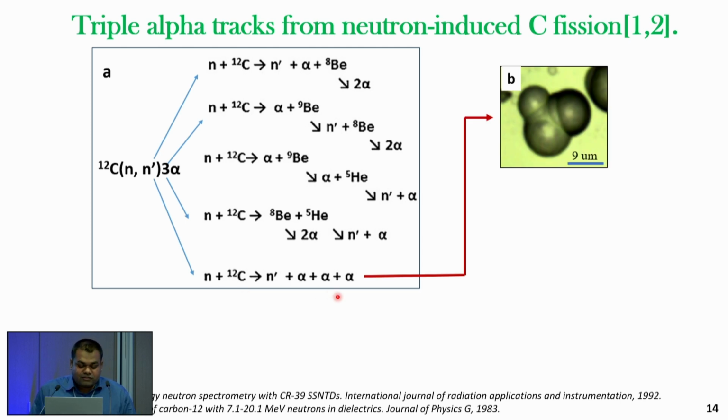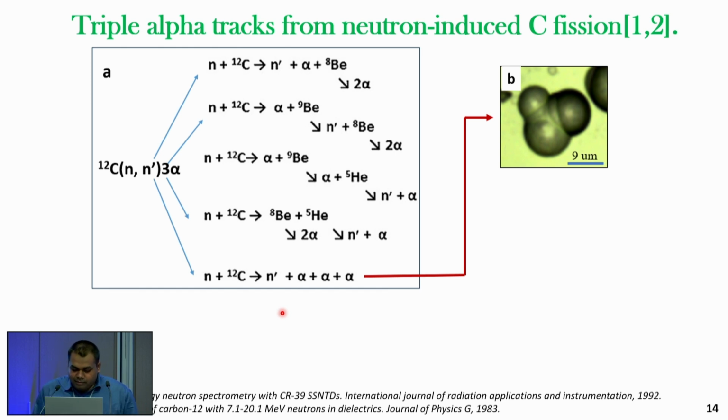And the signature of such reactions can be observed on CR39, and the experiments have been already done. There are lots of references. I have mentioned 2 of them. And this is what we observed in our experiment. So this is basically the signature of this reaction, high energy neutron breaking carbon into 3 alpha particles.